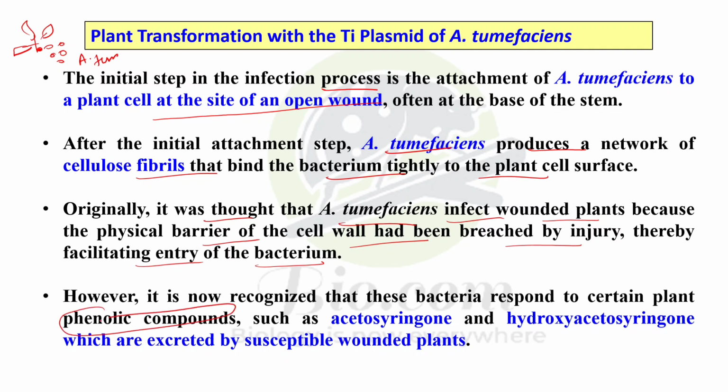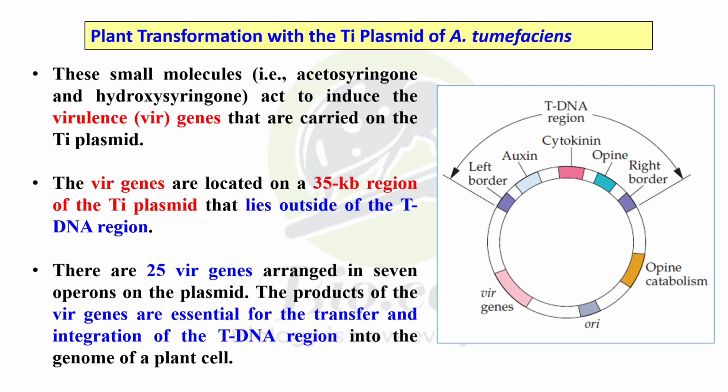So phenolic compounds are released such as acetosyringone, hydroxyacetosyringone, and also other substances which are secreted by the wounded plant. और ये कौन सेंस करेगा, ये A. tumefaciens सेंस करेगा. Now उसके बाद क्या होगा, the small molecules including acetosyringone, hydroxyacetosyringone act to induce the virulence genes that are carried on the Ti plasmid. जैसे ही हमें ये phenolic compounds दिखे, this will induce the vir genes. They are present in the Ti plasmid.